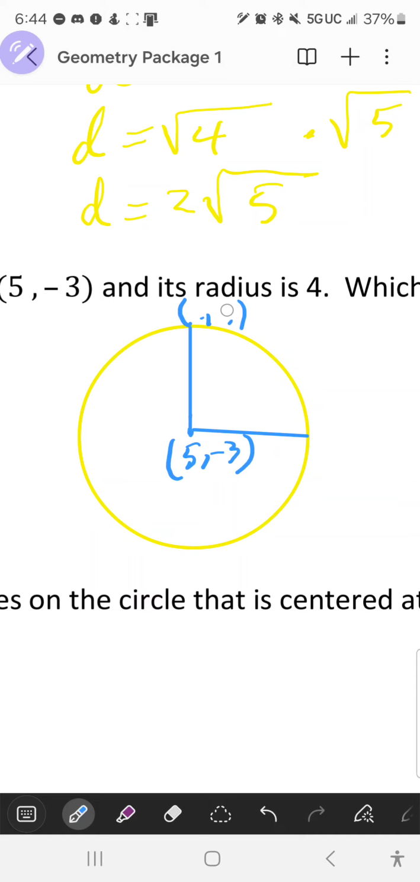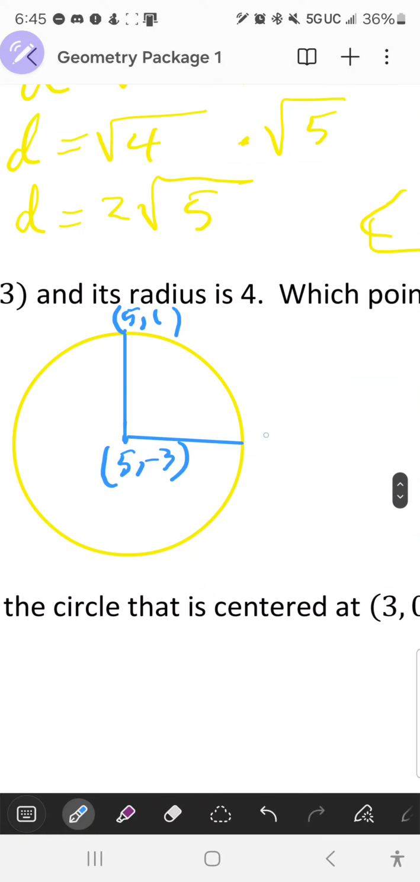Wait. I missed something here. This is (5, 1). This up is in the y value. So I'm sorry about that. -3 plus 4 is 1. Now, this is to the right, so 5 plus 4 is 9, so (9, -3).